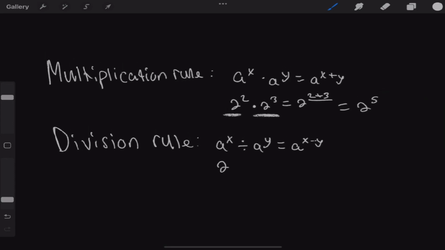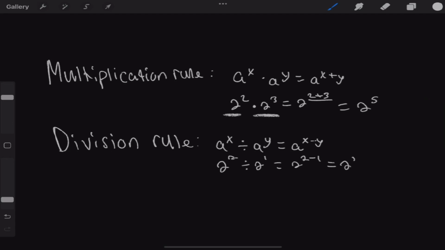So 2 to the power of 2 divided by 2 to the power of... Actually, I'm going to change this to 1, just so it's easier. Saying 2 to the power of 2 minus 1. And then again, simplify that, just 2 to the power of 1. Same thing as saying 2.